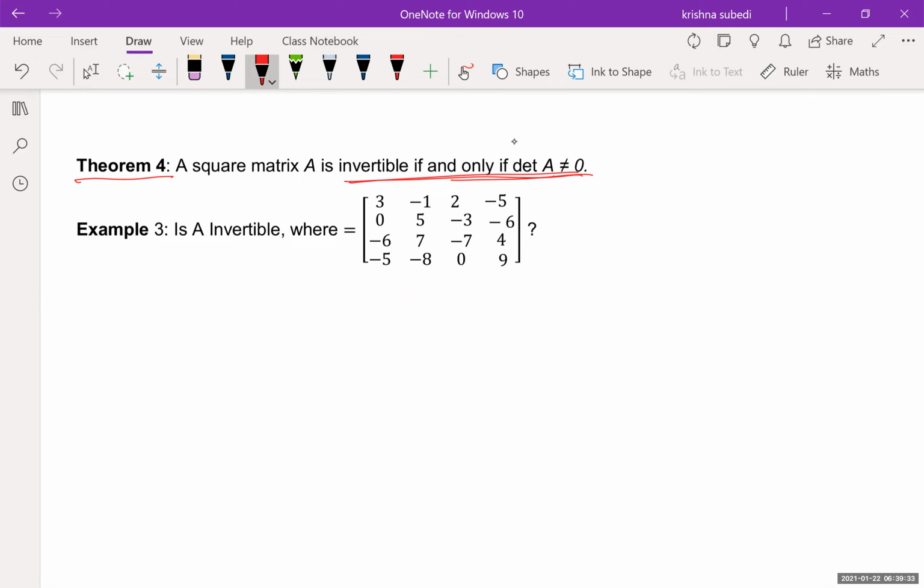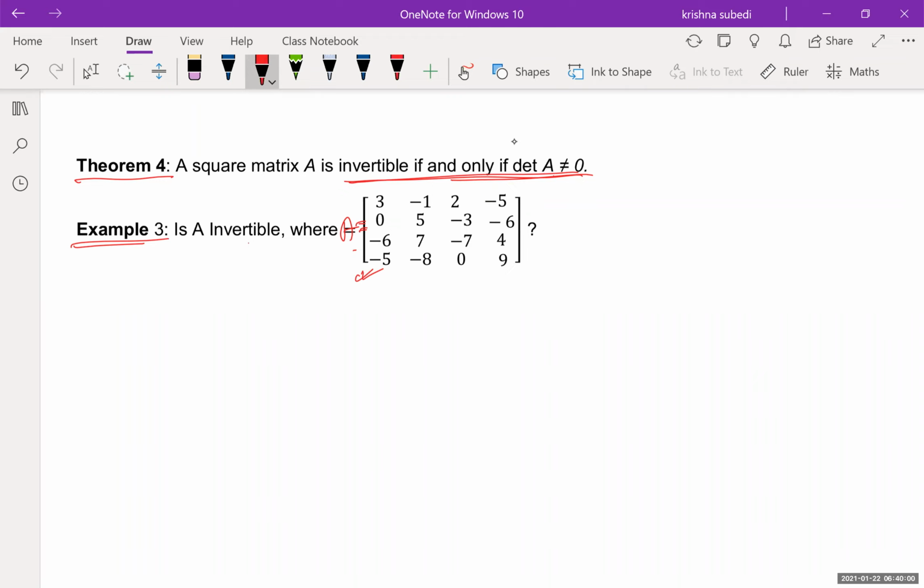Okay, let's look at example 3. Is A invertible? Where A is this. We are given the matrix A, and our job is to figure out whether the inverse of this matrix exists or not. It doesn't tell us to find the inverse. The question is just telling us to figure out whether the inverse exists or not.